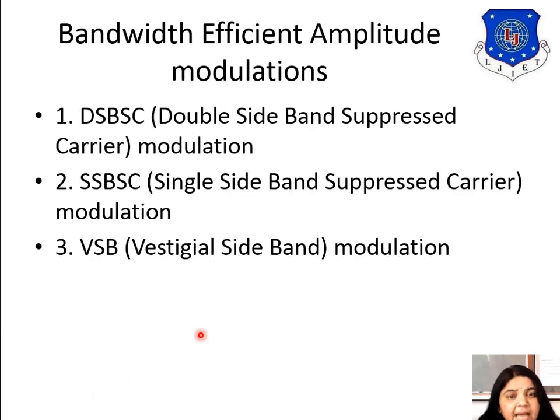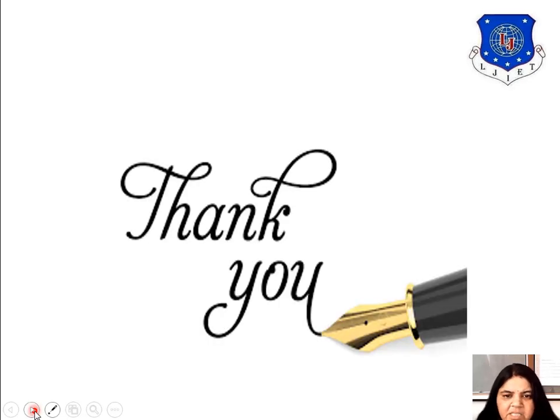Now to solve all the problems which we discussed in the disadvantages, we should go for the next methods, that are the bandwidth efficient amplitude modulations. In that we will study DSBSC, SSBSC and VSB: double sideband suppressed carrier, single sideband suppressed carrier and vestigial sideband modulation. So in the next lecture we will learn about bandwidth efficient amplitude modulations. So thank you very much everyone.